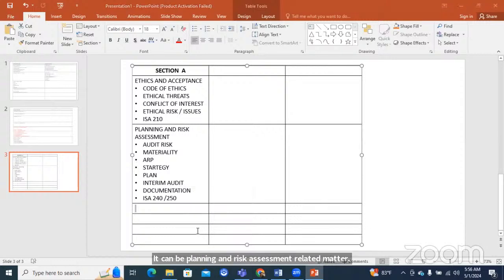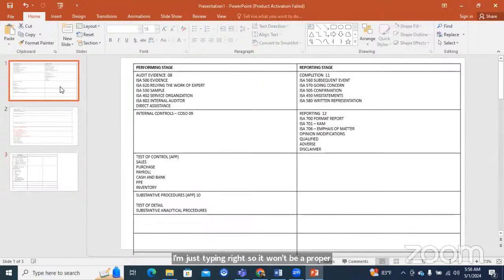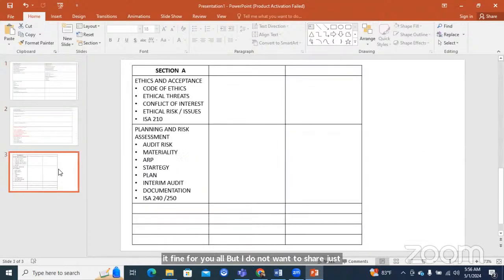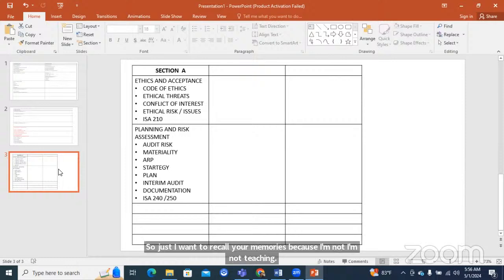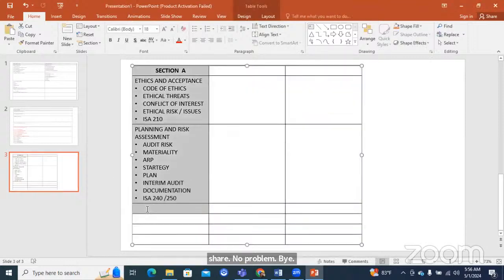Okay. And sir, will you be able to share this with us? I'm just typing, so it won't be in a proper format. Is it fine for you all? Because I do not want to share; I'm just thinking and typing things. If it is fine, I can share. No problem. Okay. I just want to recall your memories because I'm not teaching. I'm just recalling your memories. So if it is okay, I can share. No problem.